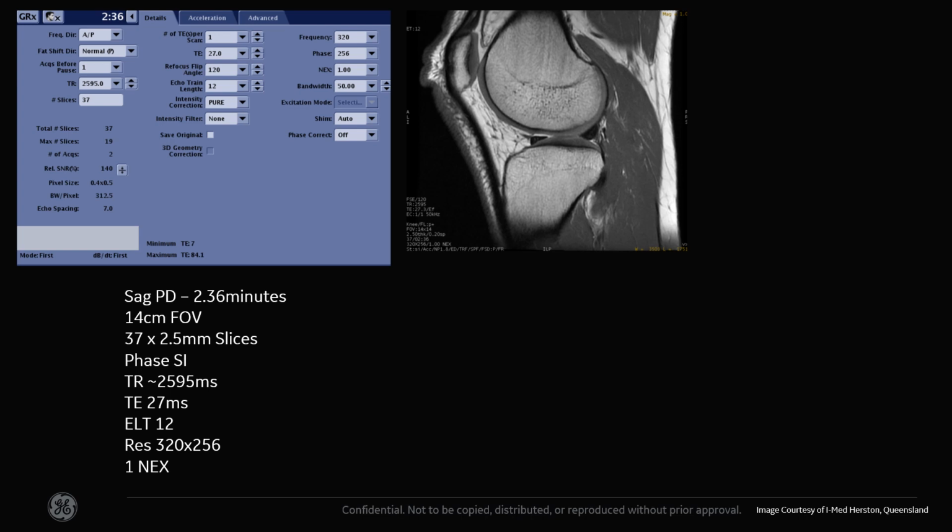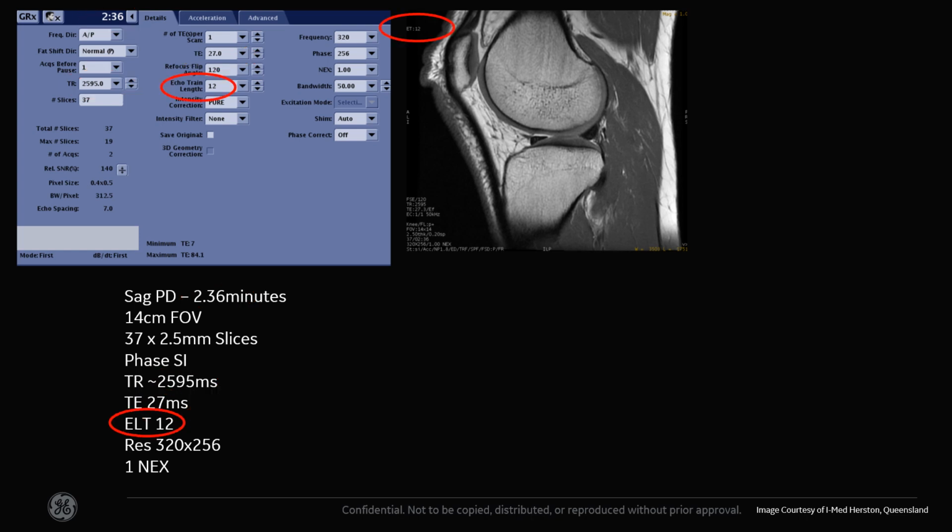So let's go into our first clinical example of this. Here we have a standard PD sagittal knee. It's a 14 centimetre field of view. It has reasonably high res of 320 by 256 and 1 NEX. There are a few things I'd like to note about this sequence. Firstly, the scan time is about 2 minutes and 36 seconds. We're using a TR of 2,595 and an effective TE of 27.